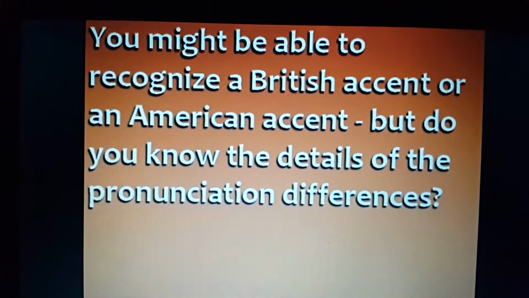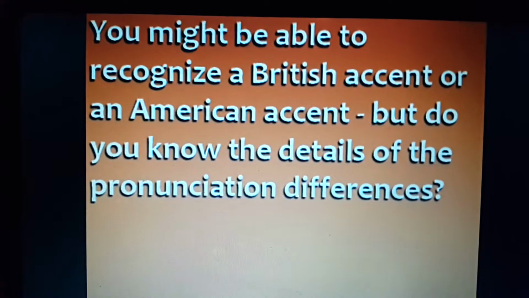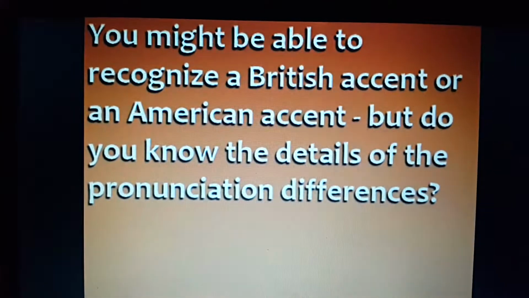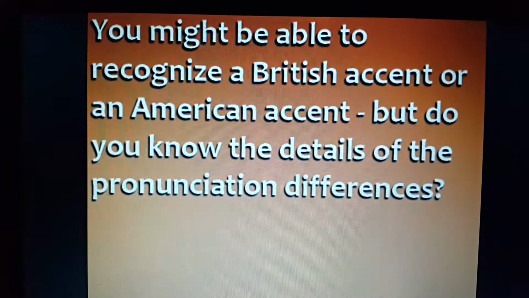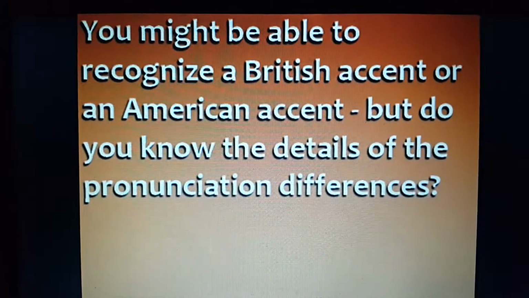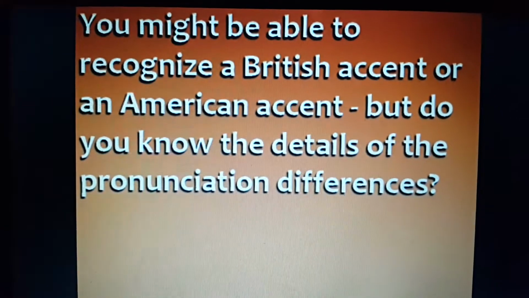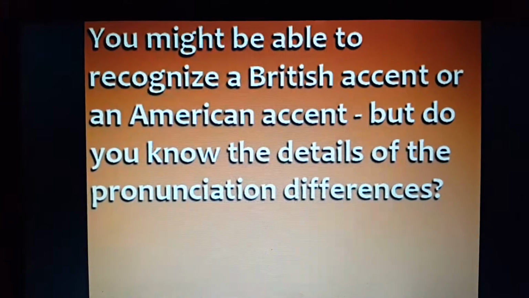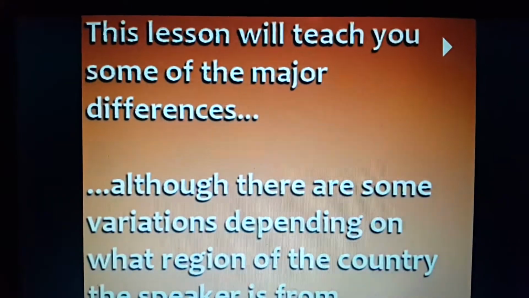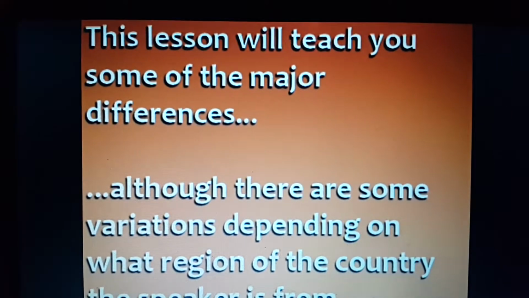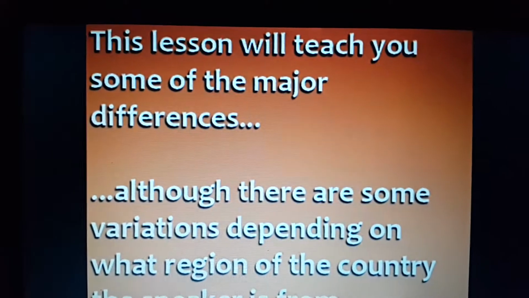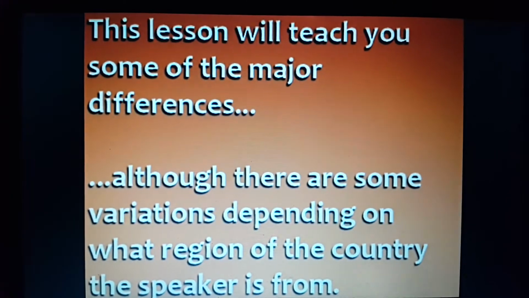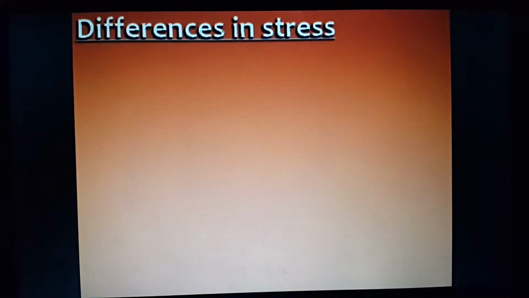As I said, when you're listening to someone speaking, you might understand that this guy is speaking British English, or this guy has an American accent. It's easy to identify the British accent and the American accent. But in terms of pronunciation, can you show the differences? This lesson will teach you some of the major differences, although it depends on the person and his background, his origin. Okay, so let's look at the presentation.